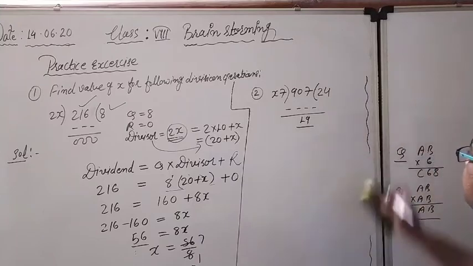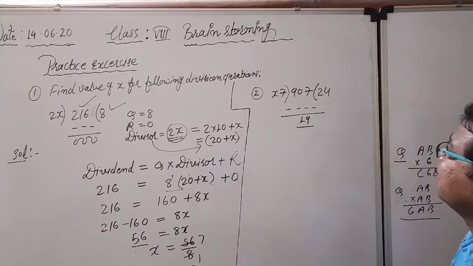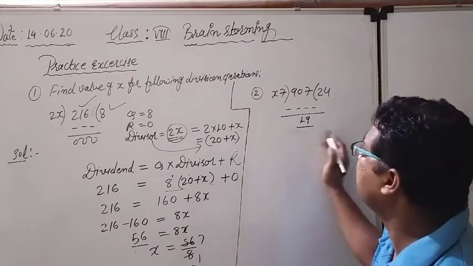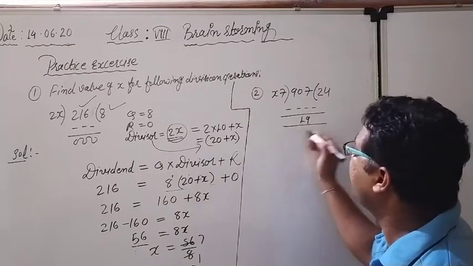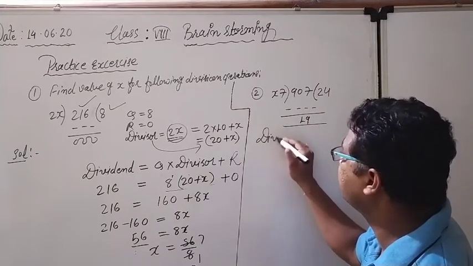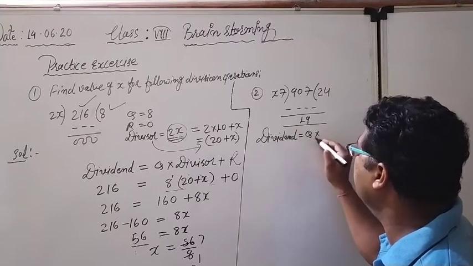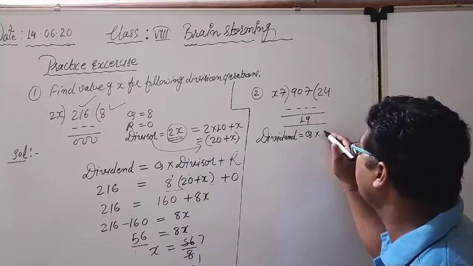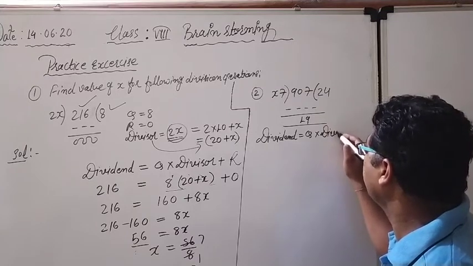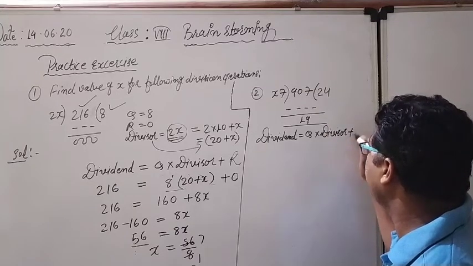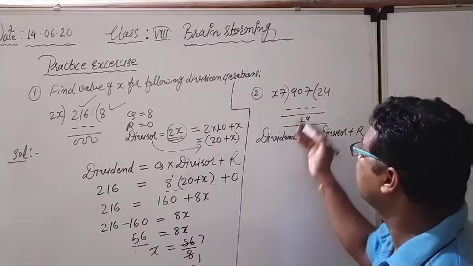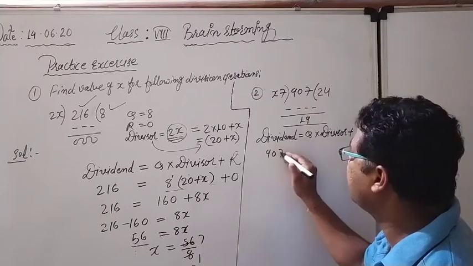See the next question. Same formula I am adopting here also, and directly I am going to write down. See here, dividend is equal to quotient into divisor plus remainder.